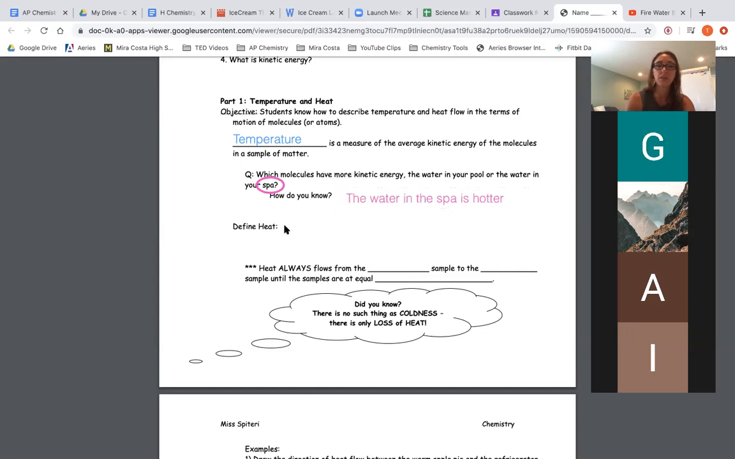All right, next part says define heat. Heat is a type of energy that's transferred between objects with different temperatures.